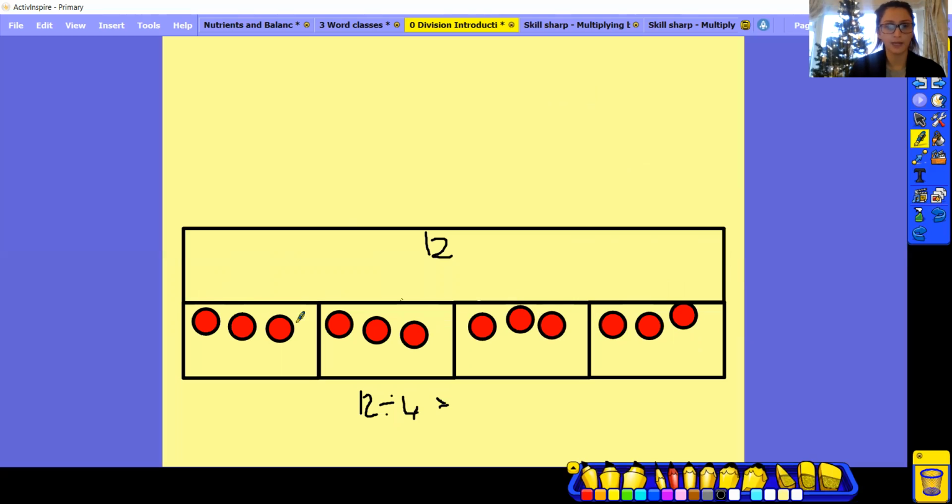Make sure all my groups are equal. 3, 3, 3, 3. So, all equal. I have nothing remaining. Let's look at what one of these boxes is worth. 12 divided by 4 equals 3. We can double check that by doing 3 times 4. Doing your multiplication, 3, 6, 9, 12. Well done if you managed to get that at home.